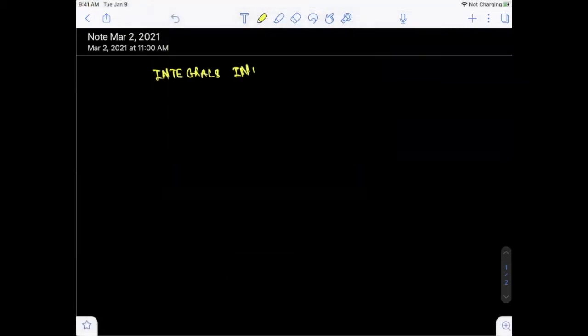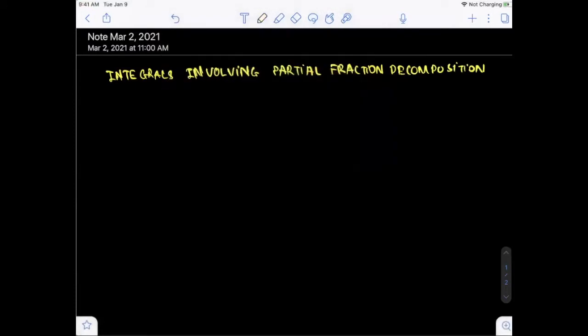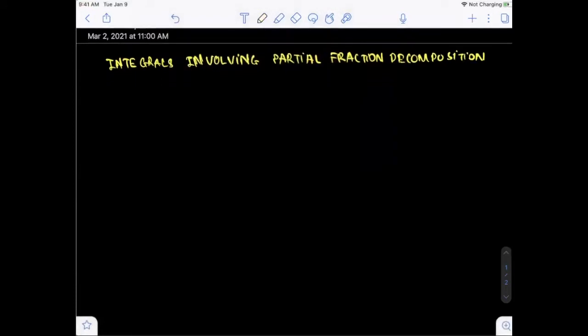Integral involving partial fraction decompositions. So a quick review to see what we have from last time. There are three types that we look at for the denominator, right? Denominator is the product of distinct linear factors, denominator with repeated linear factors, and denominator when you have an irreducible quadratic factor, right? So those are the three types that we mainly look at.